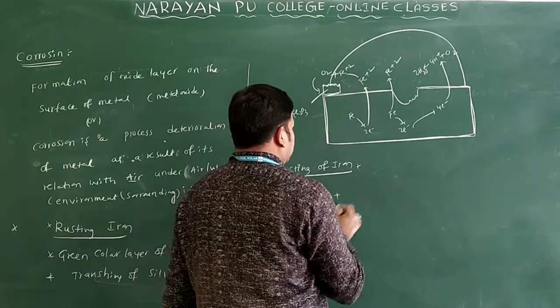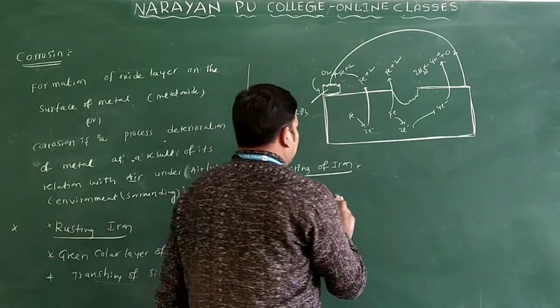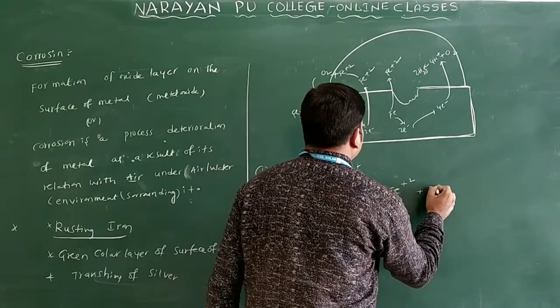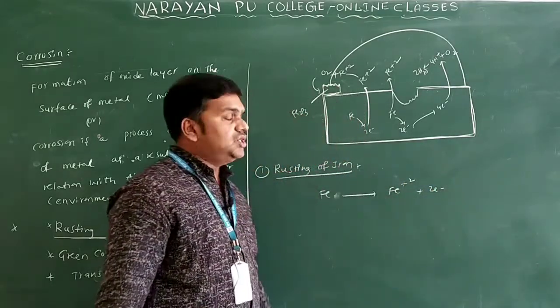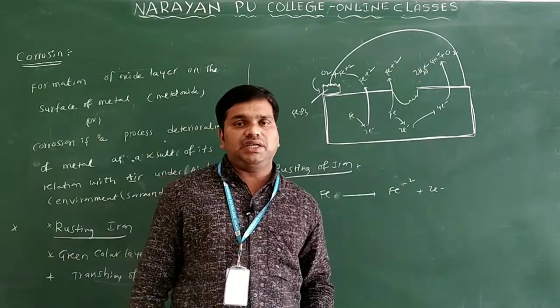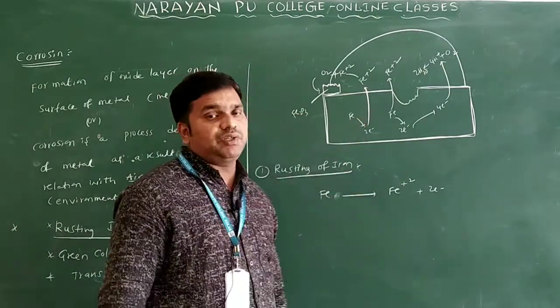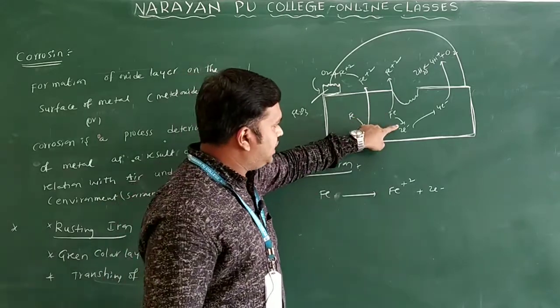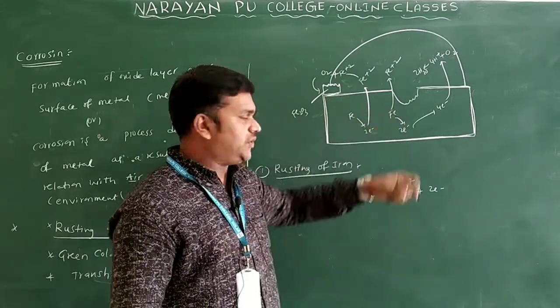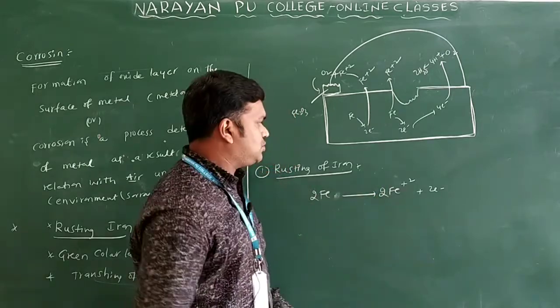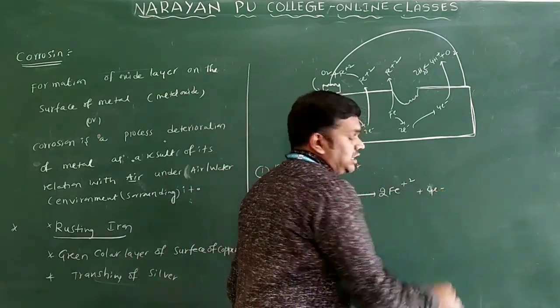Iron undergoes oxidation. How does the iron undergo oxidation? By loss of electrons. How many electrons can be lost by iron here? 2 electrons are lost. Iron loses 2 electrons and is converted into Fe2+ ion. Suppose I am taking 2 moles of iron. I will get 2 Fe2+, and here I will get 4 electrons.